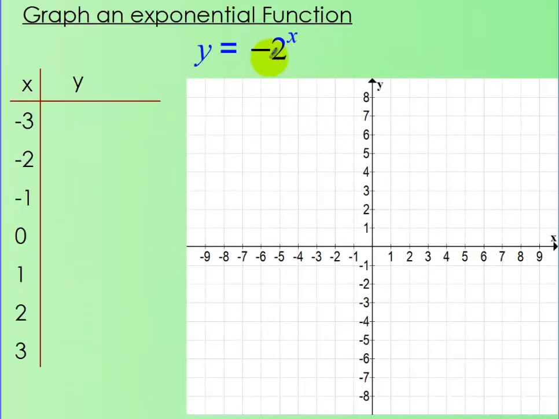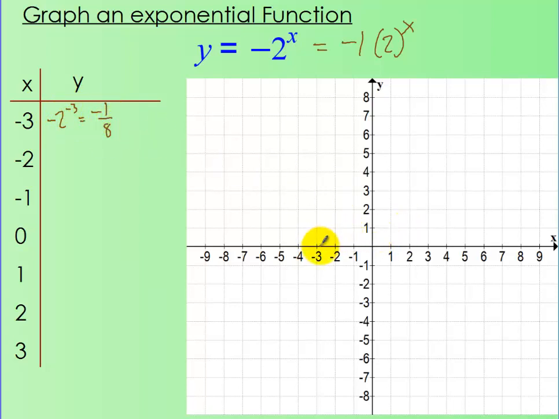Let's try to graph a different exponential function. This is negative 2 to the x, which is the same thing as negative 1 times 2 to the x power. So it's going to be a little bit similar. So if we had x equal to negative 3, 2 to the negative 3 power, this is going to be negative 1 over 8.